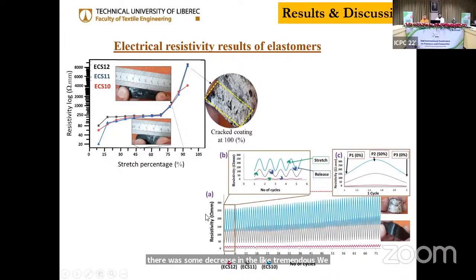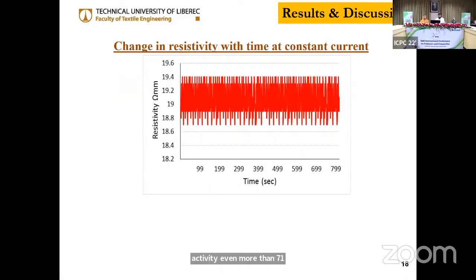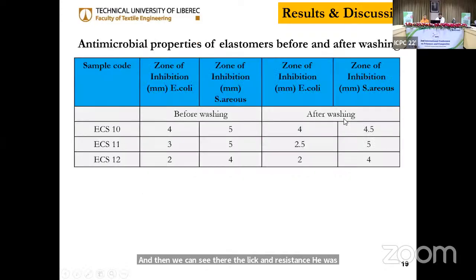We also gave the electrodes multiple stretch and release cycles, and we can see that there is an insignificant increase in the electrical resistivity even after more than 71 cycles. There is also a check of the change in resistivity with constant current. Electrodes were attached to the transcutaneous electrical stimulation device, and a constant current was given in milliamperes, and we can see that the resistivity was maintained even when attached to the device.